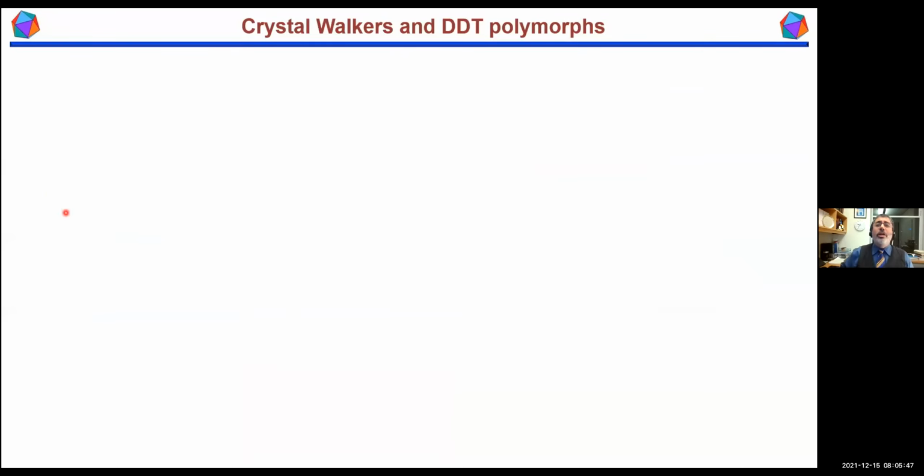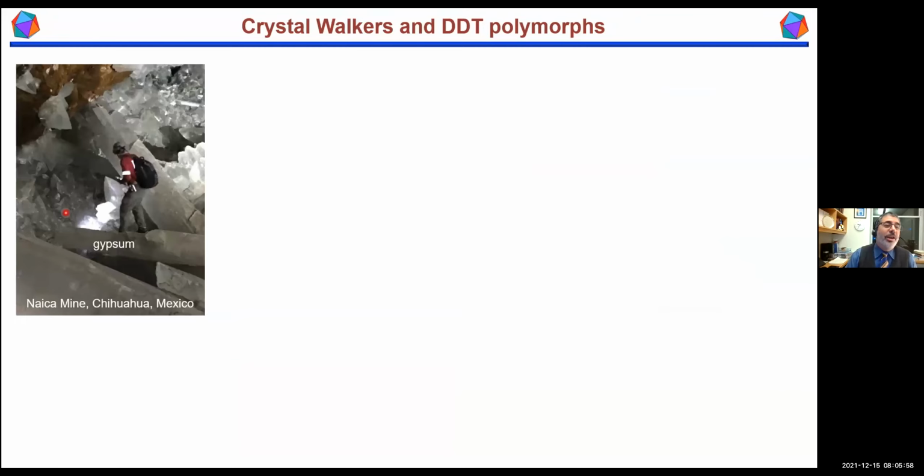But let me point to another area. This is much less known, but it turns out to be extremely important. And it has to do with contact insecticides. Okay, so my analogy for this is here's a guy walking on these beautiful crystals in a mine in Mexico. These are giant gypsum crystals. And so I call this guy a crystal walker.